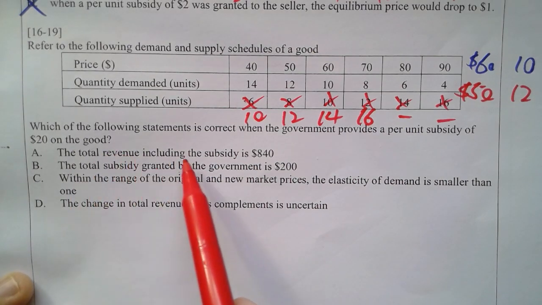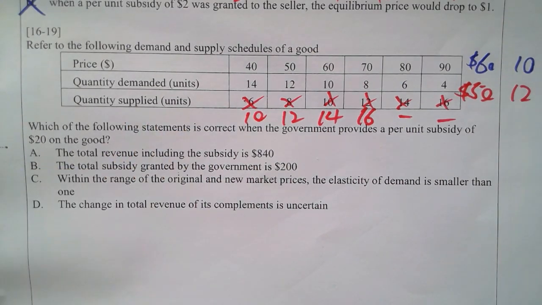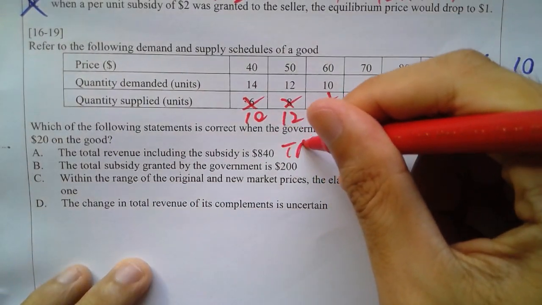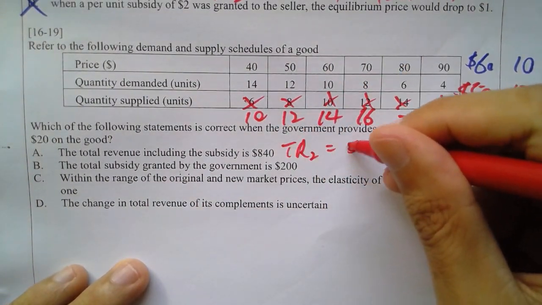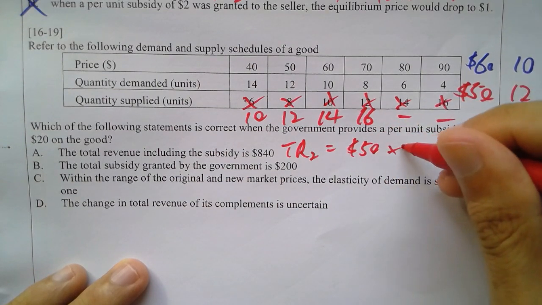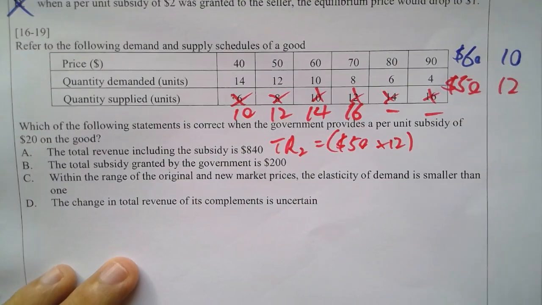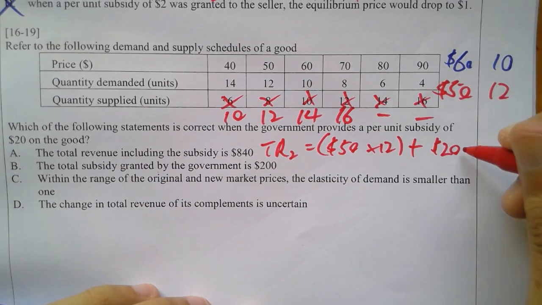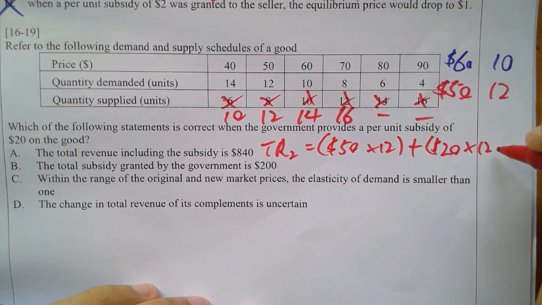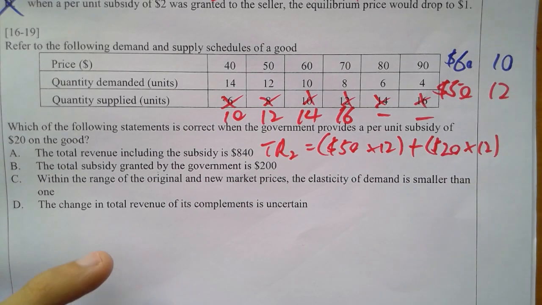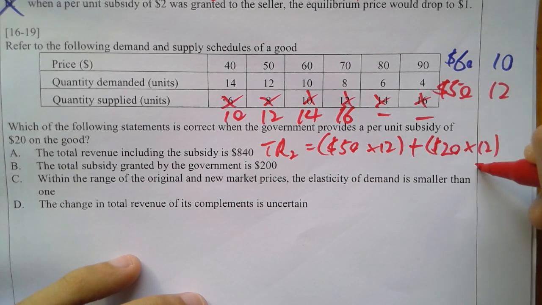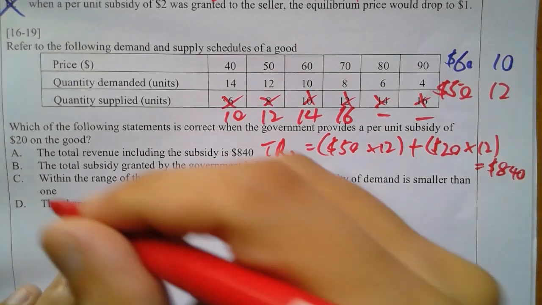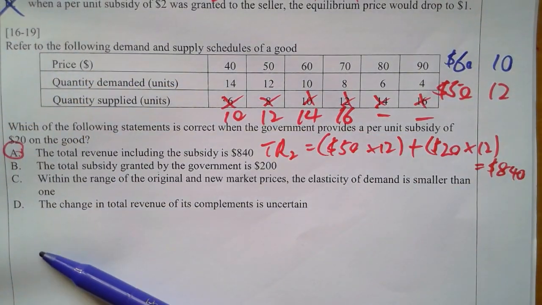The total revenue, including subsidy, let's calculate, okay? Now, let us do it. For TR2, it would be, first, we have 50 times 12, right? Plus, now, that would be the $20 subsidy times 12, right? Now, what should the answer be? I think it would be 840, right? Yeah, 840. So, A is the answer.